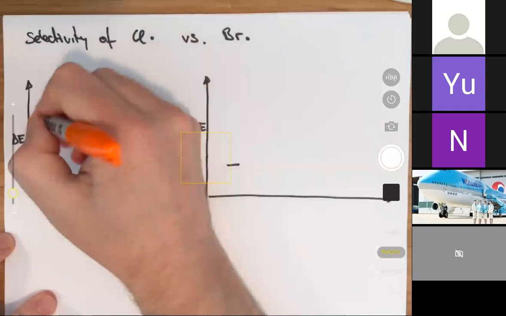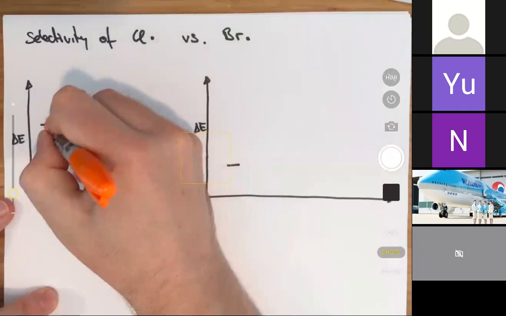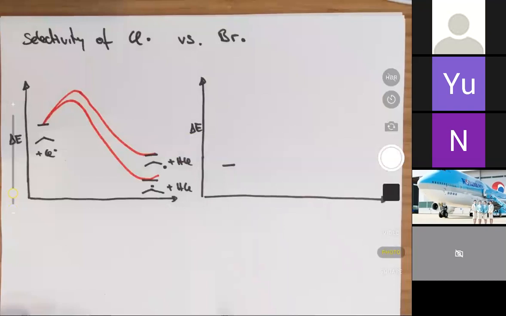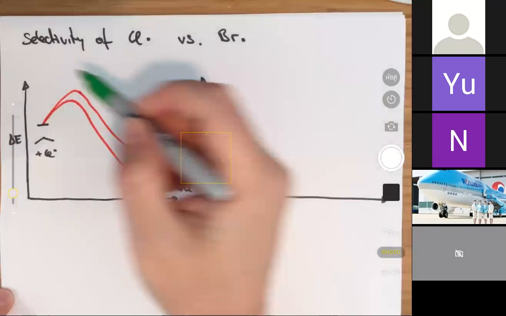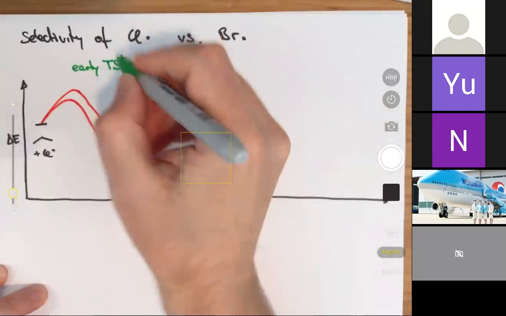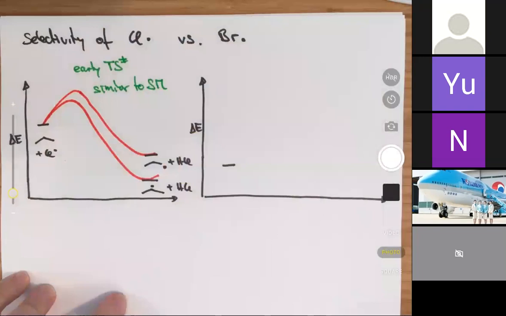So if we go something like this, and then for the secondary, the transition state looks a little bit like this. Now, something that we can say about these transition states is that they are early transition states. So they appear early on the reaction coordinate, and structurally they are similar to the starting material. So we can talk about early transition states, and they're similar to the structure of the starting material. Right. Now, this is the case for the chlorination reaction.